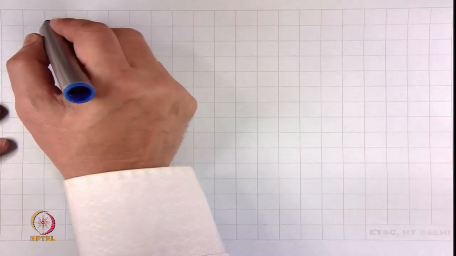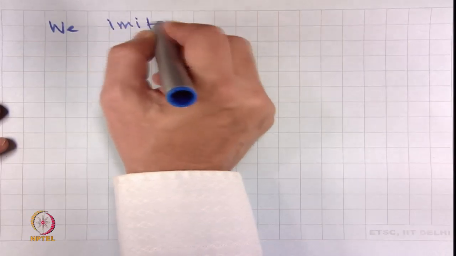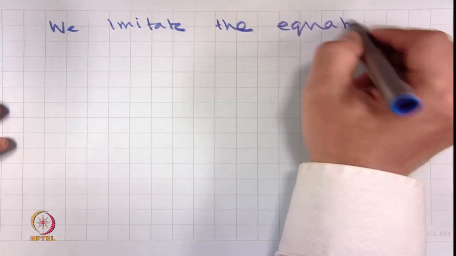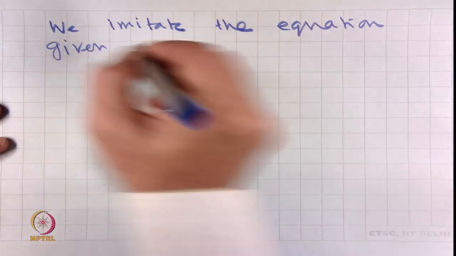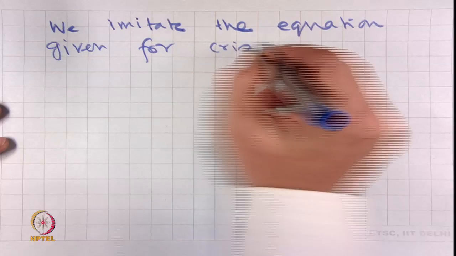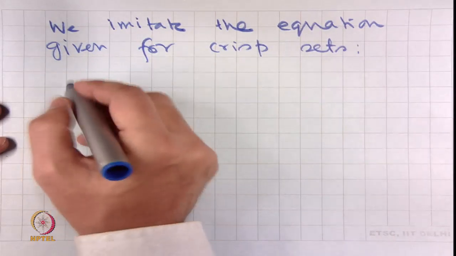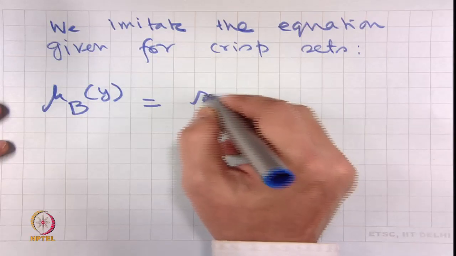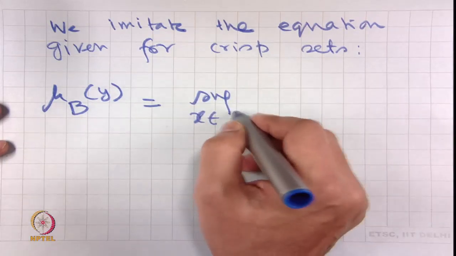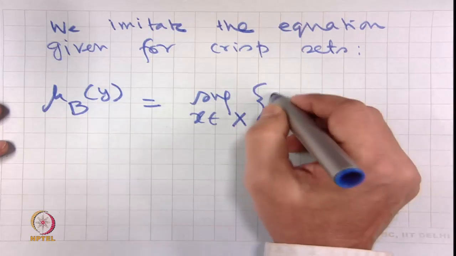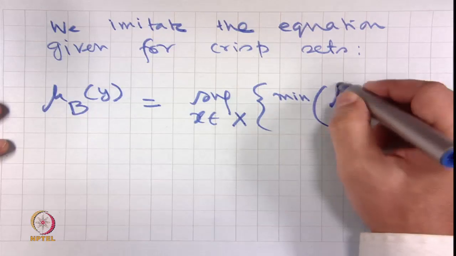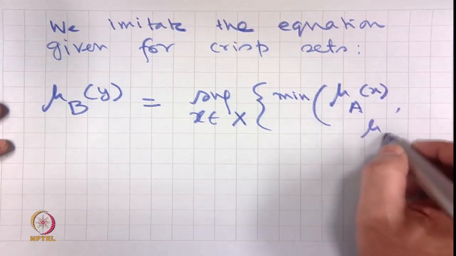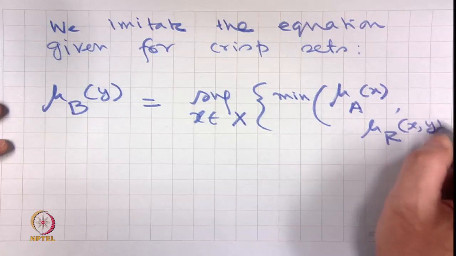So, how do we proceed? We imitate the equation given for crisp sets, and we write mu B of y is equal to supremum over all x belonging to X of minimum of mu A of x and mu R of x comma y.